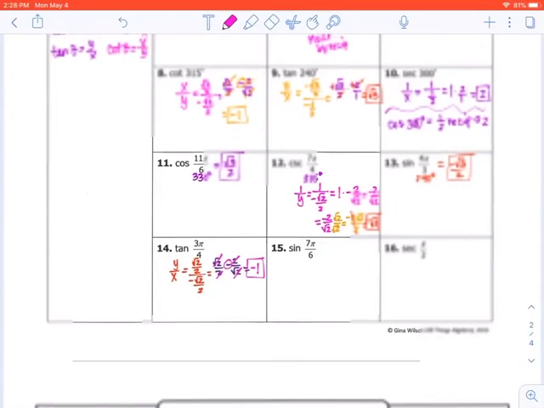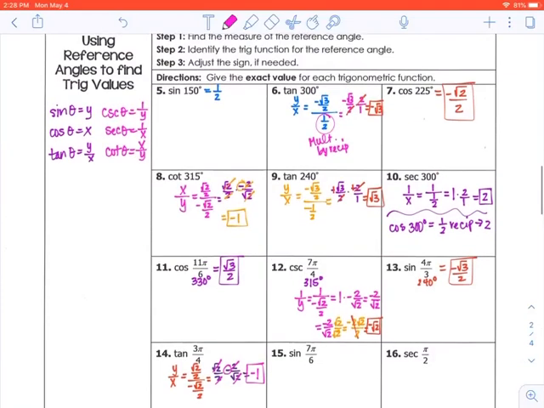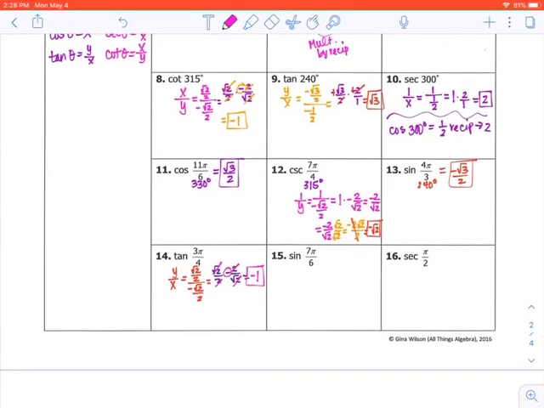Notice this is the same answer as cotangent. No, that's not the one I want to do. Oh, I guess cotangent 315 degrees, because it's a 45-degree reference angle. So tangent of 45, tangent of 135, tangent of 225, tangent of 315 will be 1 or negative 1. It always comes up that way.